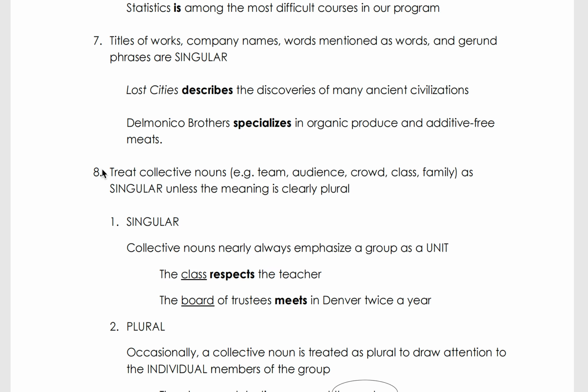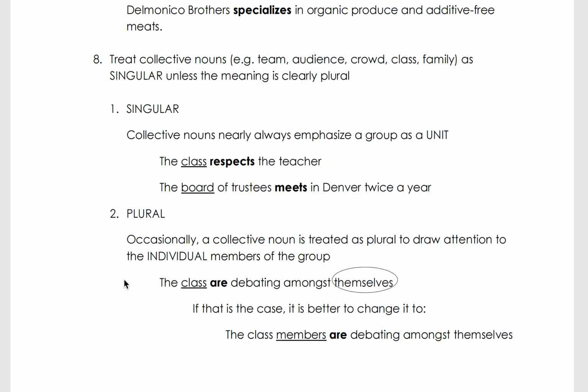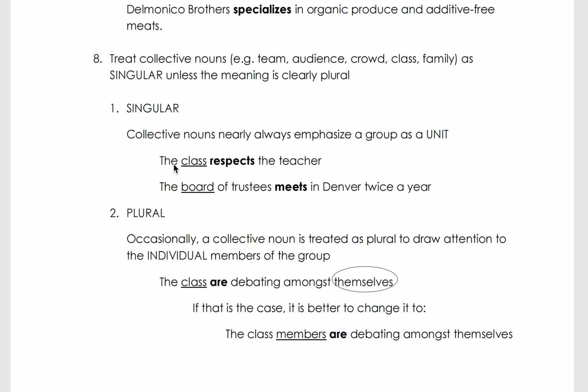The eighth rule is that collective nouns, such as team, audience, crowd, class, family, are normally singular, unless the meaning is clearly plural. So let's look at the two examples. The singular one, for example here, the class respects the teacher. So the word class here is singular. That's the reason why the verb has an s in the end.